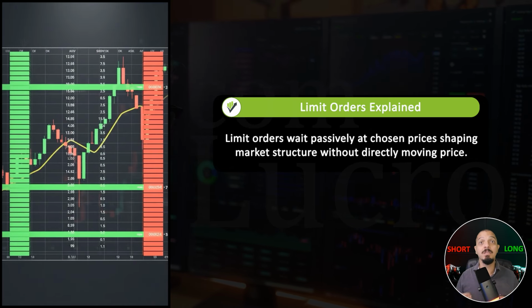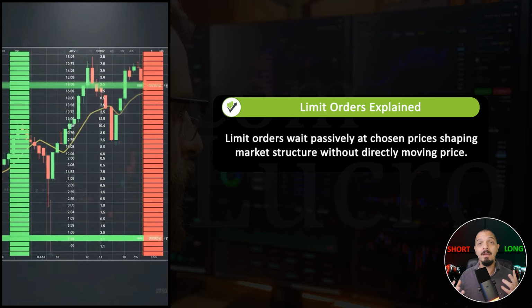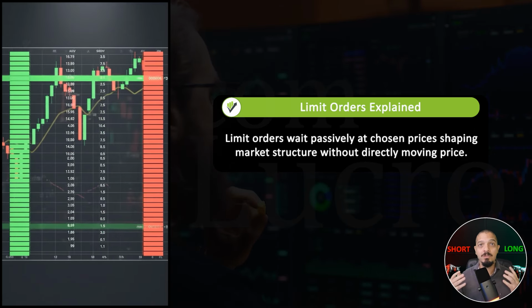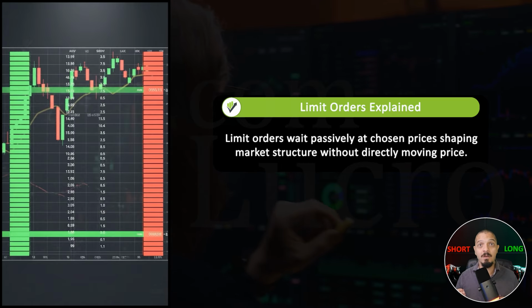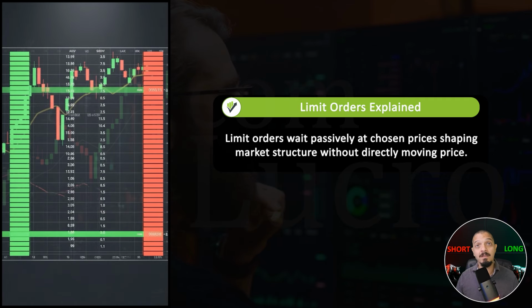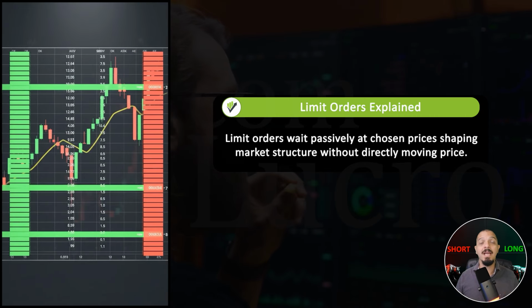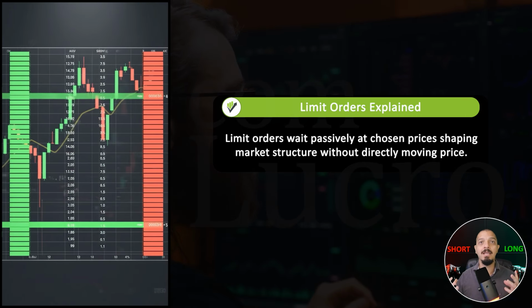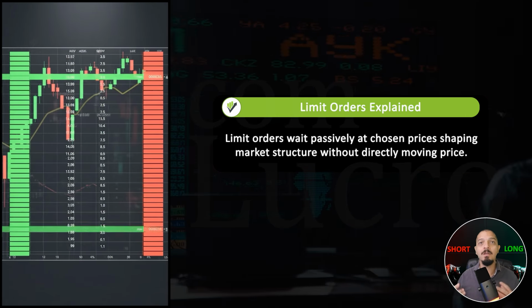Now, let's look at the first concept you need to understand. Limit orders are passive offers. When you place an order to buy or sell only if price reaches a level you prefer, you are setting a passive order. These orders wait in the book and help shape the structure of the market, even though they do not move price on their own.